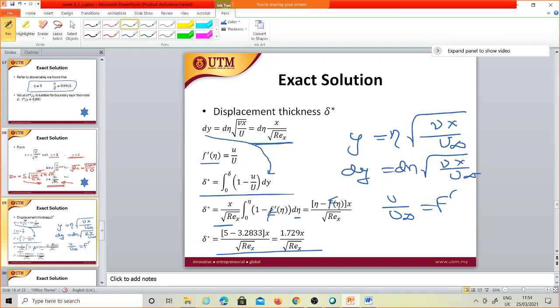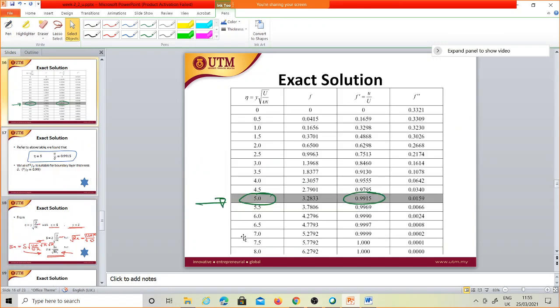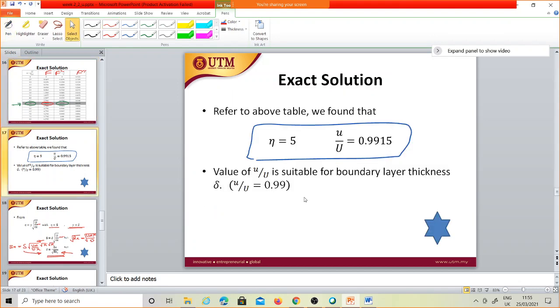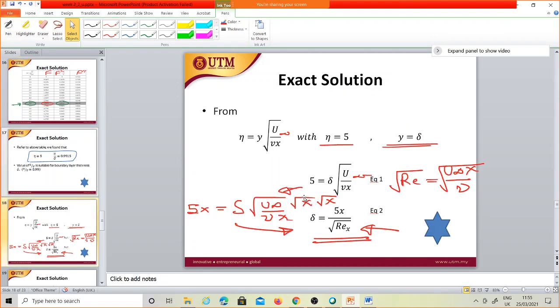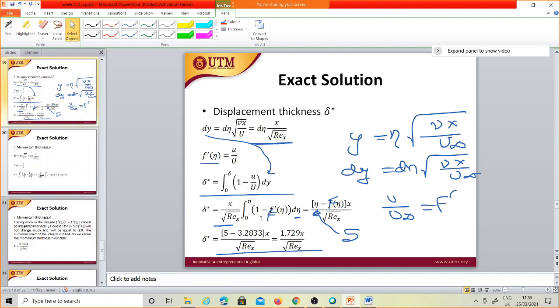Just make this one eta minus F of eta, and then you need to substitute the value. Eta will be 5, right? And what is F of eta? You need to go back to the table. Your F of eta means this value. As I said, these are capital F, capital F prime, capital F double prime. So you need to put this value for displacement thickness for the same situation. If you put in the value 3.2833, you will get this value. So this is your expression for displacement thickness.